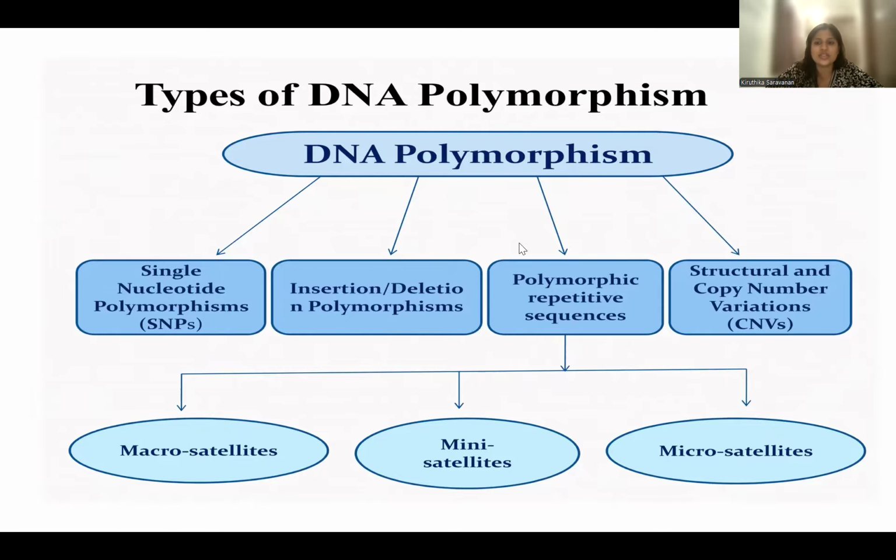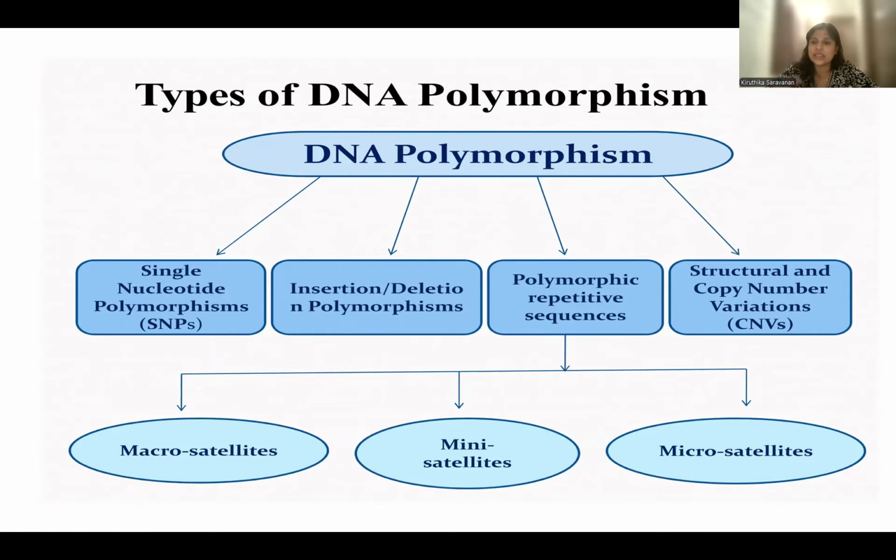Okay, so coming to the types of DNA polymorphism, we have SNPs, that is single nucleotide polymorphism. From the name itself, you can understand that only one particular nucleotide, one nitrogenous base alone, will have a variation. When you take one complete DNA sequence, one particular nucleotide base alone will differ. That is called a single nucleotide polymorphism.